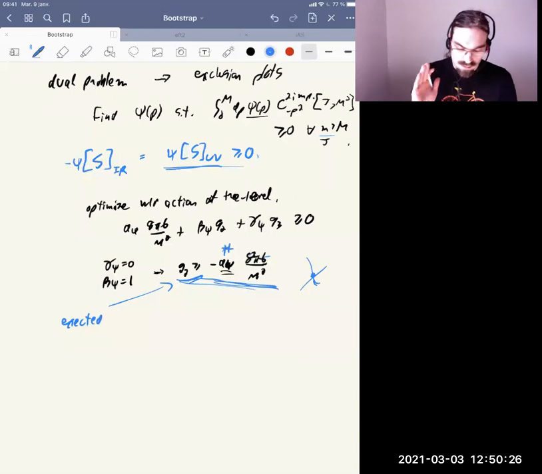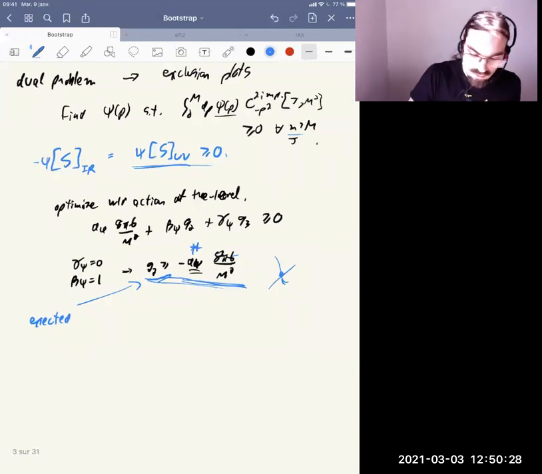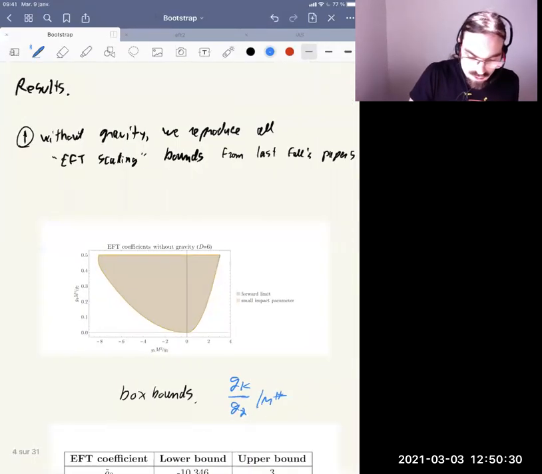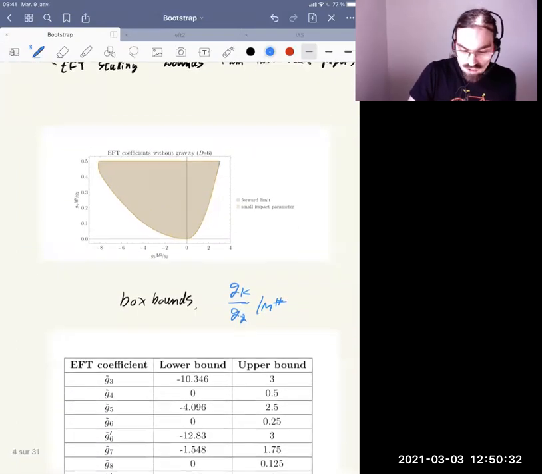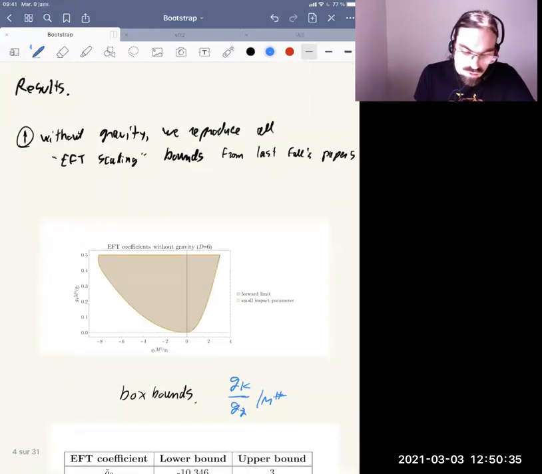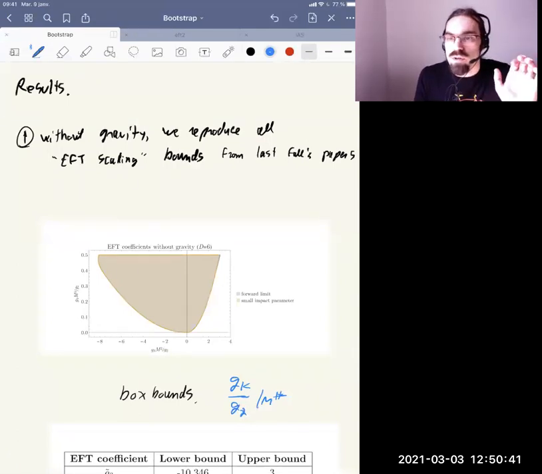Okay, so this form was expected by arguments in many papers. But it's important that the result is not that G2 is just positive. So let me show some plot. So okay, first, as a warm up, if you turn off gravity, you can reproduce all the bounds that you obtain from the forward limits.